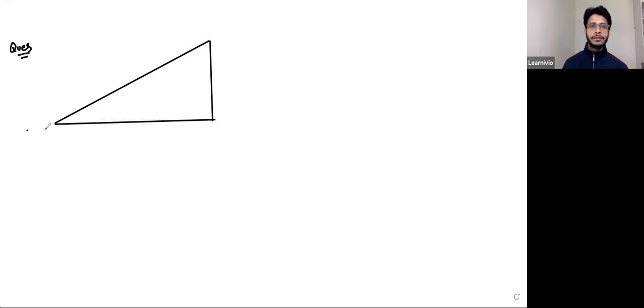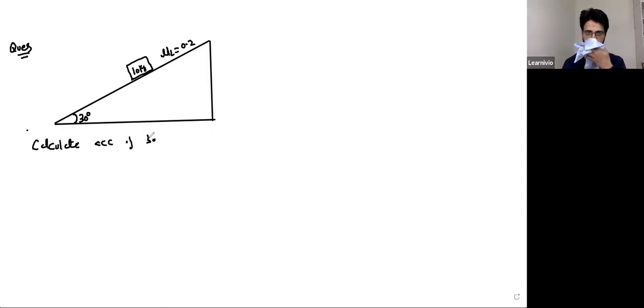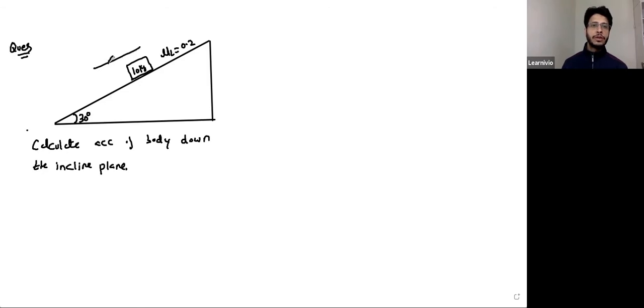Let's say this is an inclined plane. Angle of inclination is 30 degree. I placed a body of 10 kg here. Coefficient of limiting friction is 0.2. Calculate acceleration of body down the inclined plane. Body is moving down the inclined plane. Calculate its acceleration. This is 10 kg.